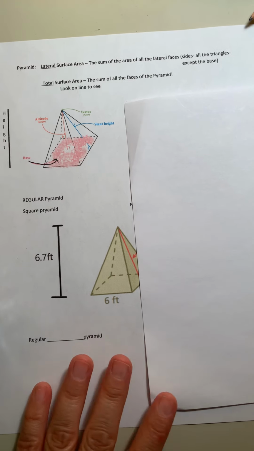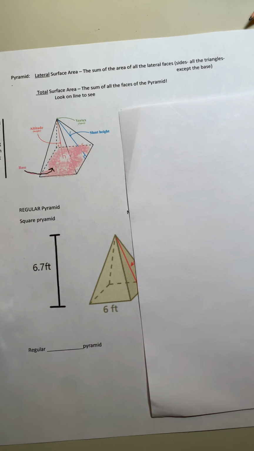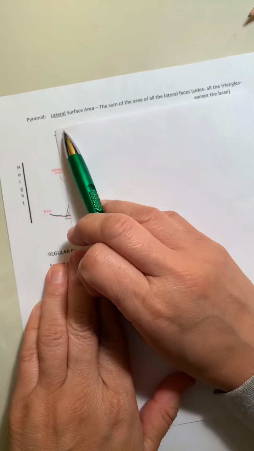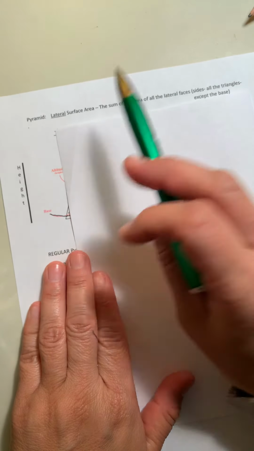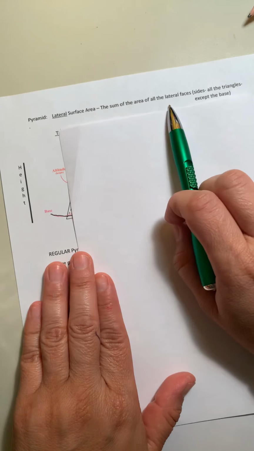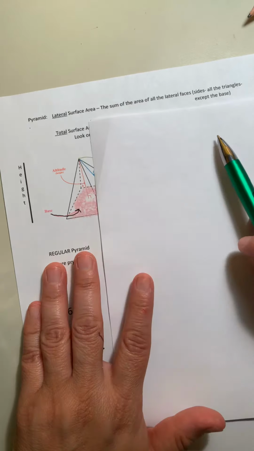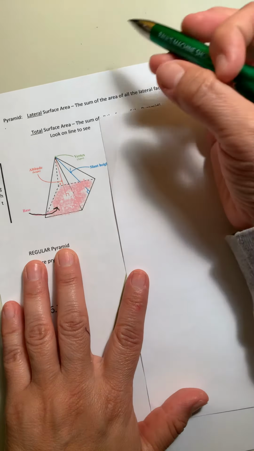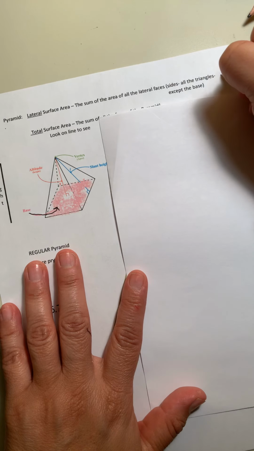Okay, so today we're going to find the lateral surface area and total surface area of a pyramid. Let's first review the lateral surface area. Lateral surface area is the area of all the lateral faces. Lateral faces only. So that means all the triangles except the base. One way to remember lateral surface area is walls. So it's just the walls.